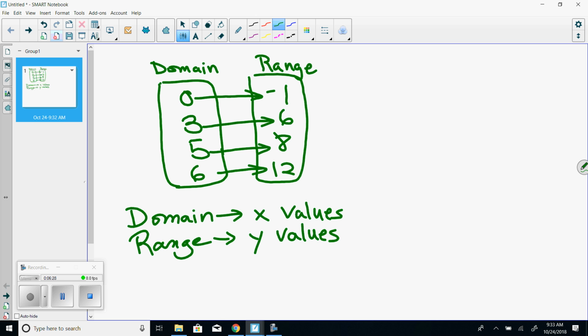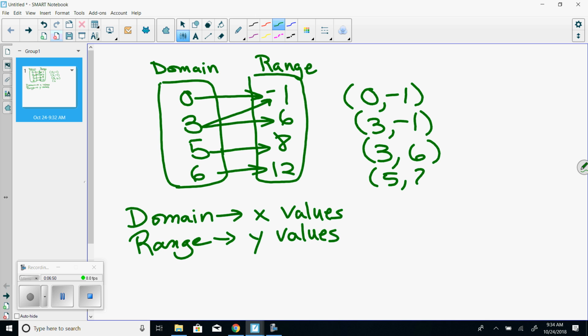But what if I did this? I would have, let's write the ordered pairs. I would have 0, -1. I'd have 3, -1. I'd have 3, 6, 5, 8, and 6, 12. Well, right here, I have two x's that are the same with different y's, right? And they say that you can only have one output for every input.